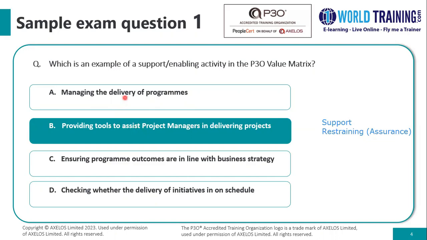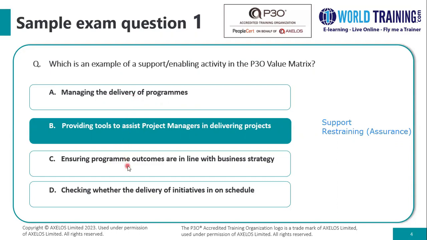If you look into option A, it is the function of program management. It's not the function of P3O. P3O would provide assurance and other support services. P3Os are not involved in delivery of programs, so please keep that thought in mind. If at all you have an option which hints you towards delivery of an initiative, that's not P3O's function.